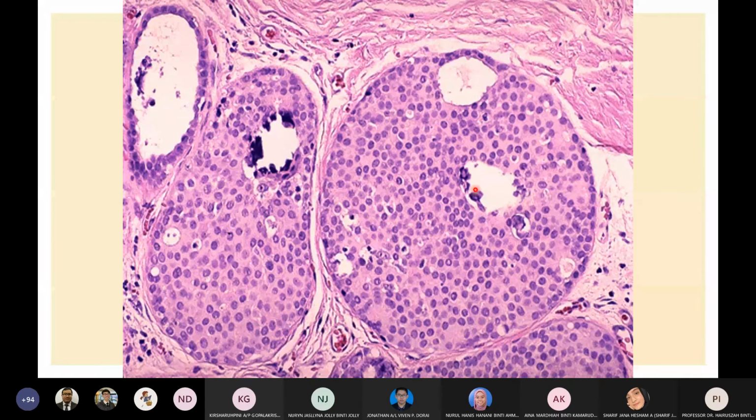Okay, this is to illustrate to you. This gland is actually a bit dilated, but can you see the single lining there?